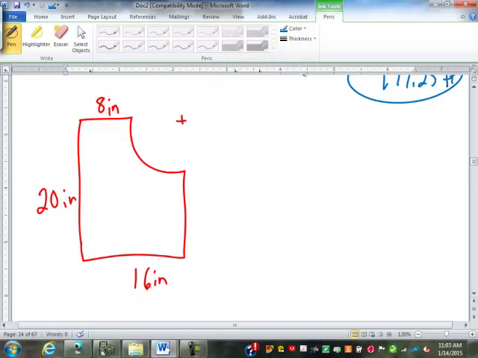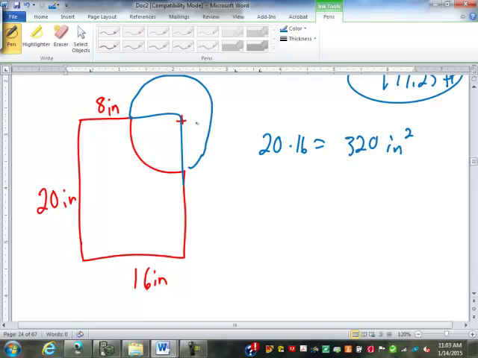Now here's one we're going to have to subtract. We find the area of the whole thing, which is 20 by 16, or 320 square inches. Now for this, pretend that looks like a circle. If that were a full circle, what would its radius be? 8 inches, good. So we know this has got to be 8 inches this way too. Doesn't matter, but if we were trying to find this dimension, we'd be able to find it from that.